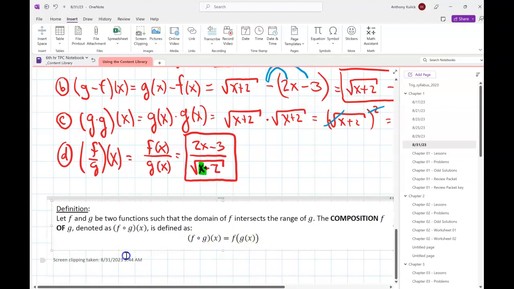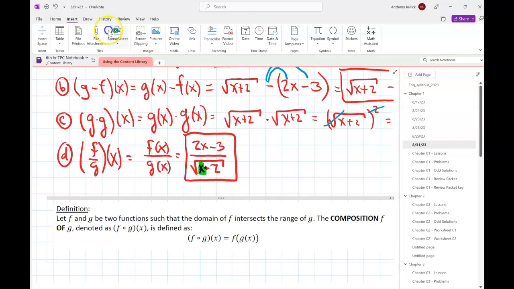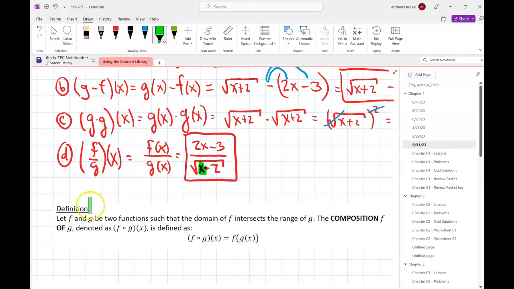So if f and g are two functions such that the domain of f intersects the range of g, we say the composition of f, okay, the composition f of g, which is denoted with this symbol here, is defined as f of g of x.